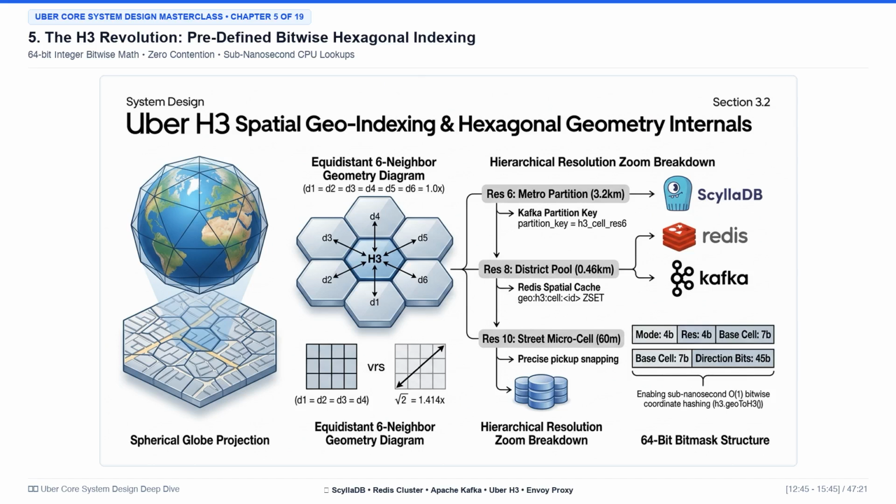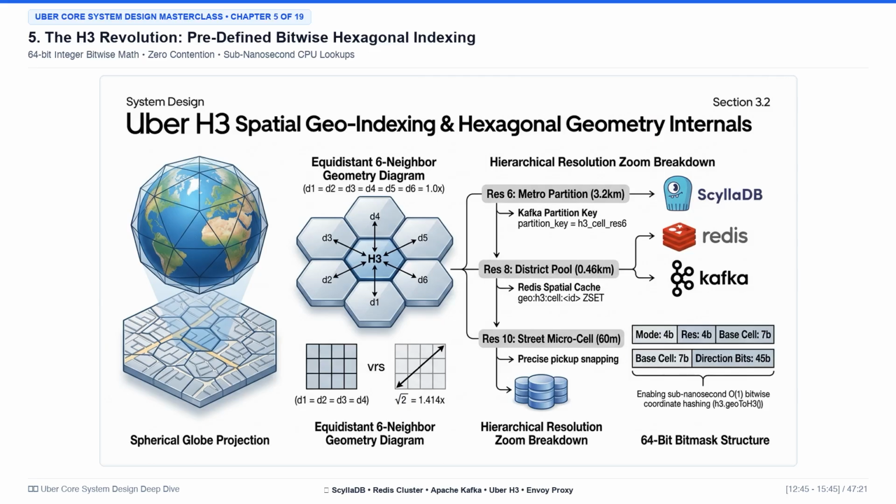And because it's just math happening inside the processor, there are no database locks. Zero locks. No queues outside the restroom. Exactly. Zero contention. You could have 10 million cars pinging the system, and the CPUs would just quietly crunch the bitwise math in parallel without ever stepping on each other's toes. That is just wild to me. Okay, so we've solved the map itself. We have a perfectly optimized mathematical honeycomb that requires no database locks to update.